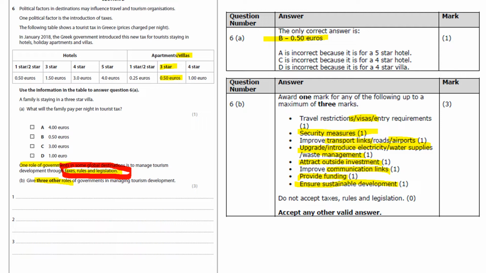But for this one, it isn't necessarily a hard question. The hard bit is reading that bit about taxes, rules, and legislation. Understanding means you can't talk about laws and taxes, and you have to think what else there is. That's really what you've got to be careful with in that question. So again, stop. If you didn't get it right, have a look at the answers and then have a go at answering them.